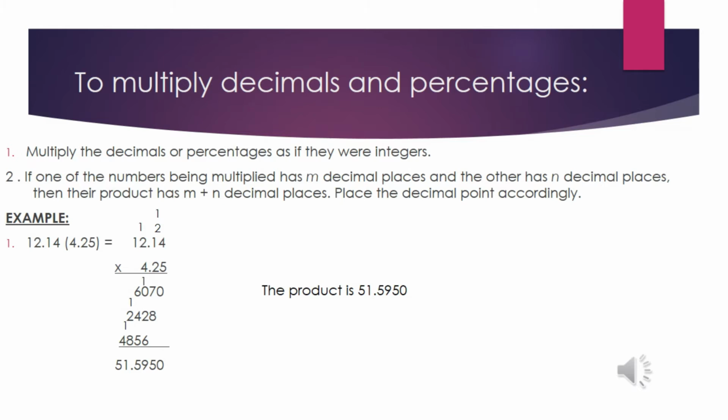Though these numbers have different decimal places, make sure to add them together. Then after multiplying and adding, place the decimal point accordingly in the product. Ma'am, how? You will look at the biggest number and find where its decimal place is located. So, the answer is 51.5950. So it follows 12.14.